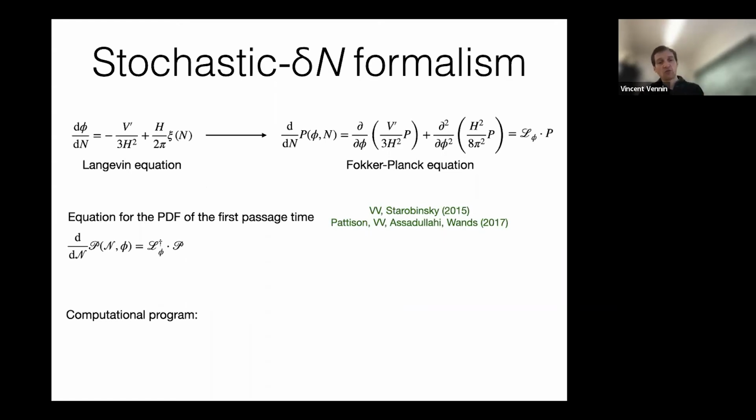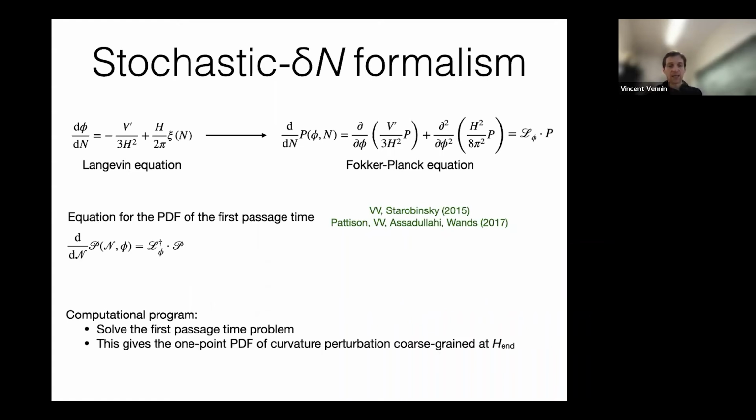So the computational program of the stochastic delta N formalism is the following one, to summarize a bit. So the first step is you solve the first passage time problem. So either by solving this equation or by simulating many realizations of your stochastic process. Then once you have reconstructed the distribution function of N, it means you have reconstructed the distribution function of the curvature perturbation if you coarse grain it at the Hubble scale at the end of inflation.